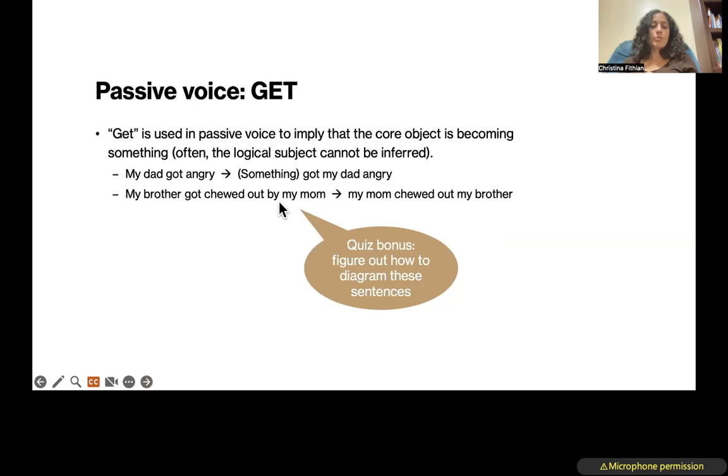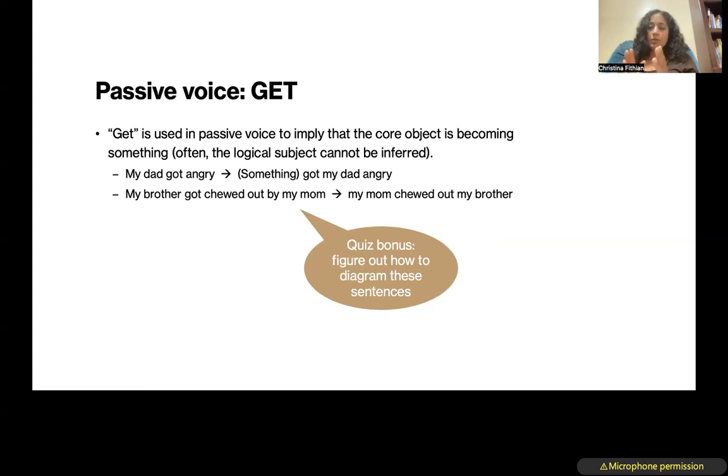Or my brother got chewed out by my mom. Another way to say that, my mom chewed out my brother. That's the active voice sentence. So here we are seeing something that looks kind of like a passive. And in fact, that's often how we express passive, more frequently than the other way that we saw. We'll hear get a lot.